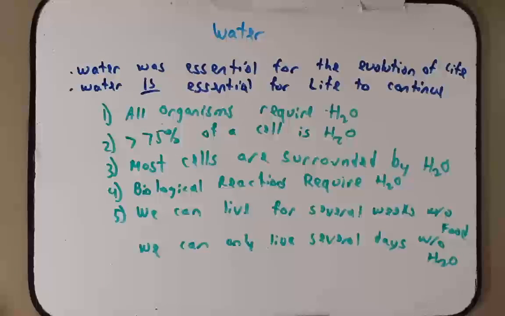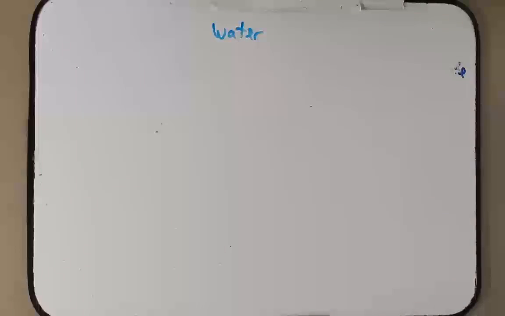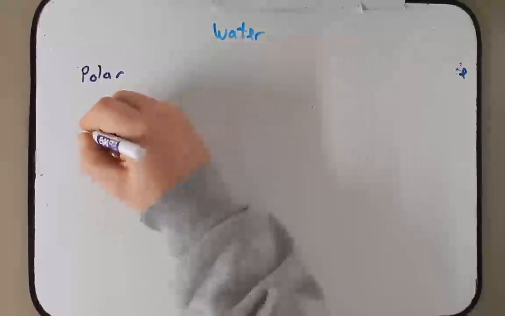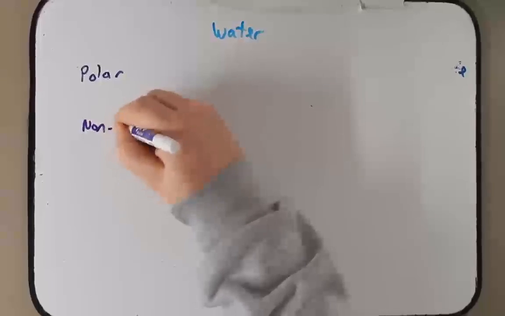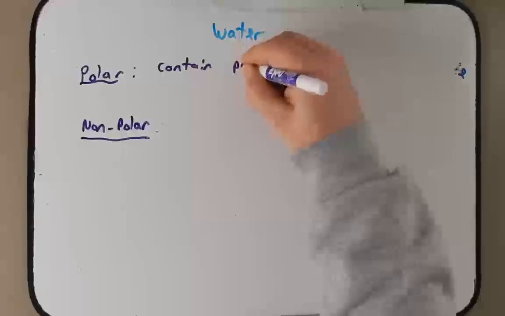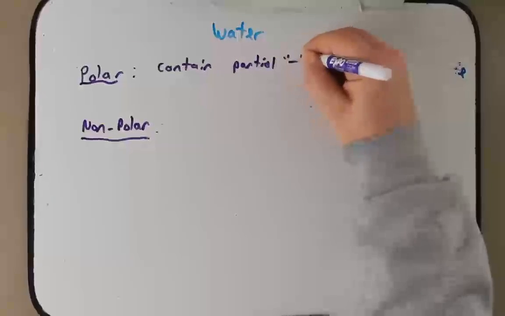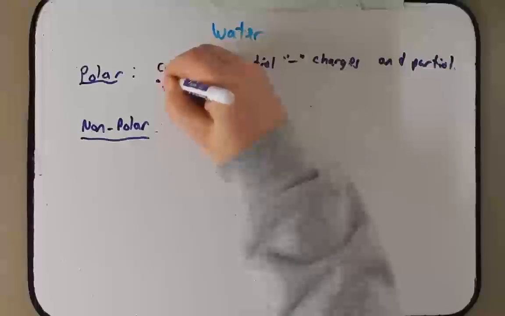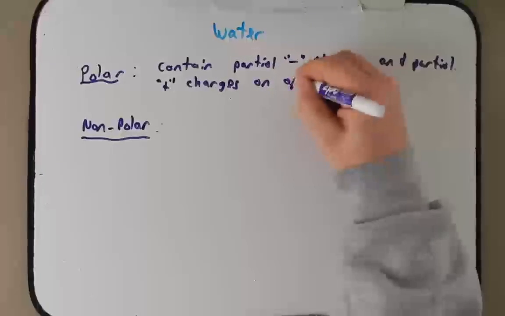As we begin to understand the importance and how water functions in cells and for life, let's take a step back and draw the structure of a water molecule. Now, before we draw that water molecule, I want to introduce a couple terms to you. Polar and nonpolar. Polar molecules contain partial negative charges and partial positive charges on opposite sides of the molecule.